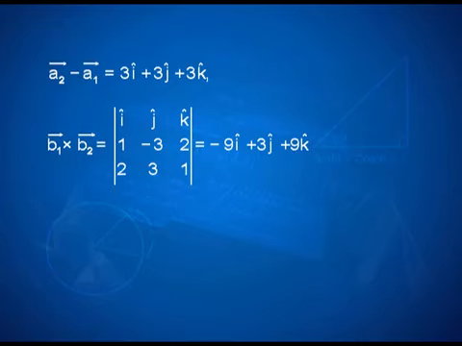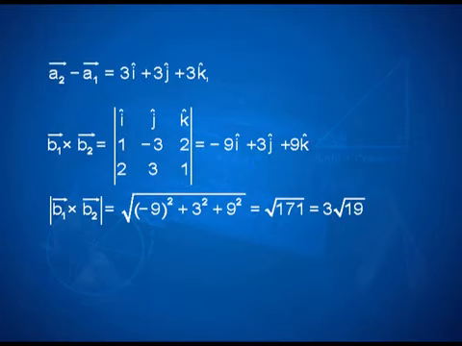B1 vector cross B2 vector is nothing but the calculation of the determinant, where the first row is i cap, j cap, k cap, and then you write the components of the vector B1 in the second row, and vector B2 components go in the third row. Expand the determinant very carefully, an error here can affect the entire calculation. Once you have B1 cross B2, we find its magnitude, which in this case simplifies to root of 171, the same as 3 times root 19.